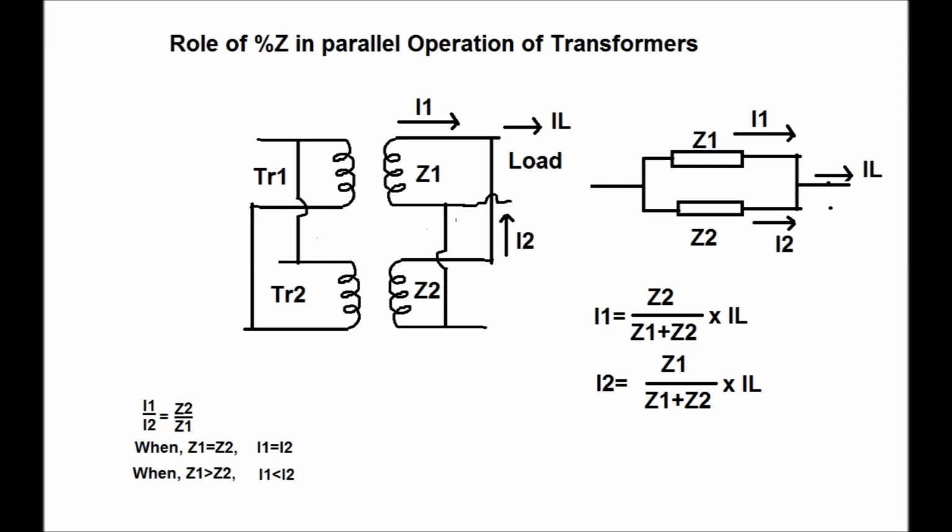Now consider two transformers, transformer 1 and 2, running in parallel with percentage impedances of Z1 and Z2 respectively, and the total load is IL. Therefore I1, the load shared by transformer 1, will be equal to Z2 divided by Z1 plus Z2 into IL, and the load shared by transformer 2, that is I2, is equal to Z1 divided by Z1 plus Z2 into IL.